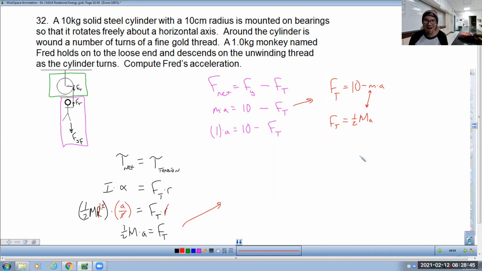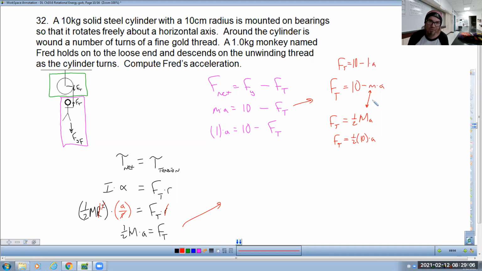These two M's are not the same M. One is Fred and the other is the cylinder. So then the bottom equation becomes FT equals 1/2 of 10 times A, and this equation up here becomes FT equals 10 minus 1 times A.